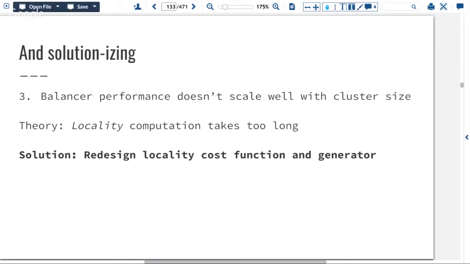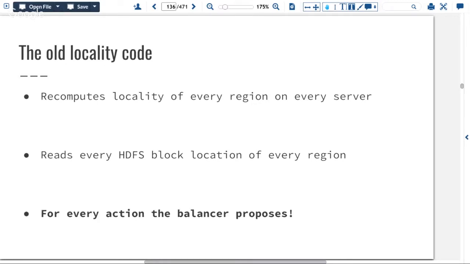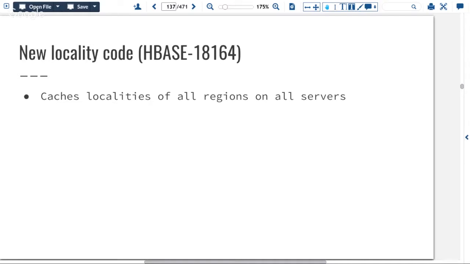So we rewrote the cost function in the generator. The old code would recompute the locality on every region on every server, which meant reading every HDFS block location of every region at every iteration of the balancer. So as the balancer proposes actions, so that's every region move or swap we saw in that diagram that's being proposed, the locality computation is going through every single region on every single server and comparing these localities. The new code doesn't do that.